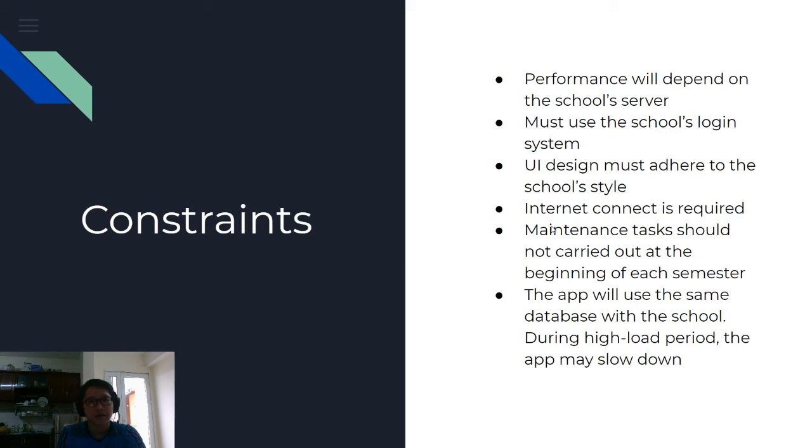As for constraints, the performance of the application will depend on the school server. The application must use the school login system. The UI design of the application must adhere to the school style to maintain consistency, and an internet connection is required to use this application. Maintenance tasks such as big updates should not be carried out at the beginning of the semester. The app will use the same database as the school, so during the high-load period, the app may slow down due to increased query time.